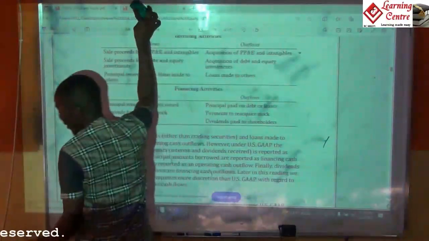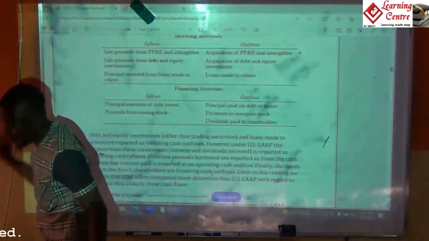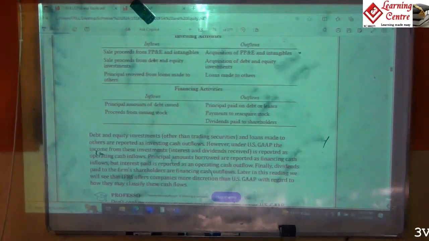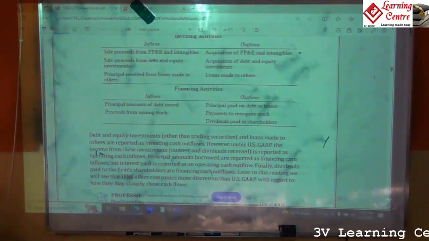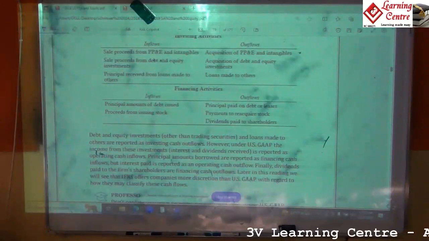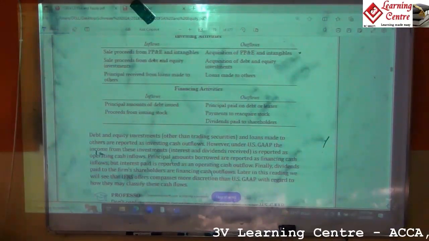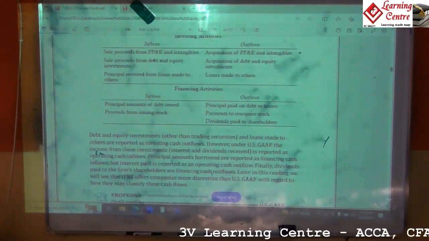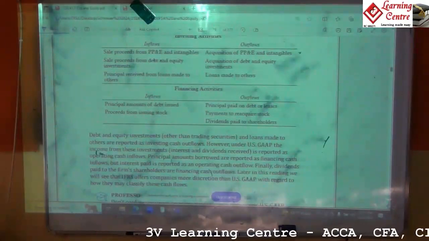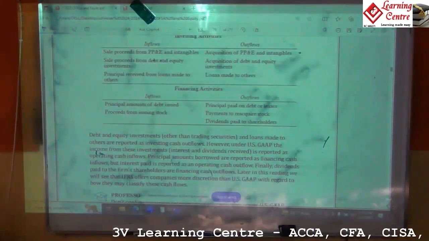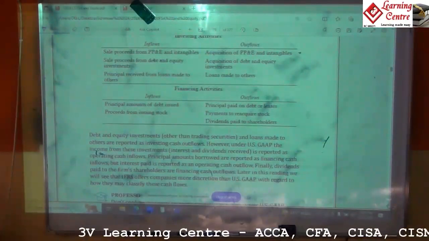Okay, so there are two ways in which you can do your common size cash flow. One of them: you express each line item as a percentage of revenue. Let's write that. Express each line item as a percentage of revenue. That's common size cash flow.